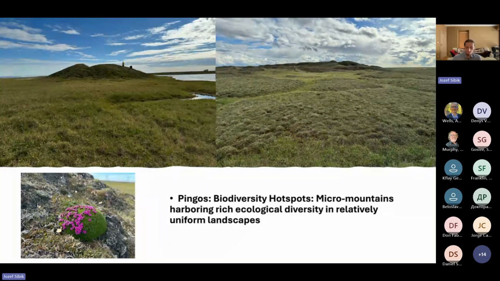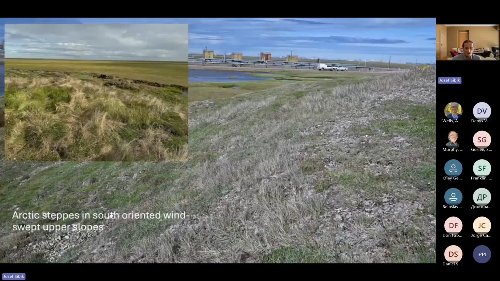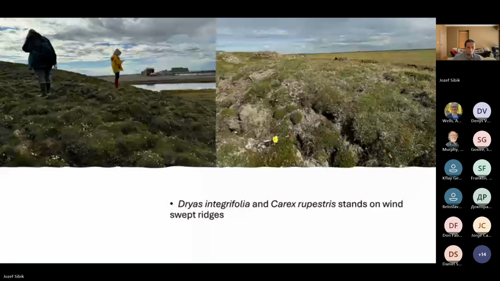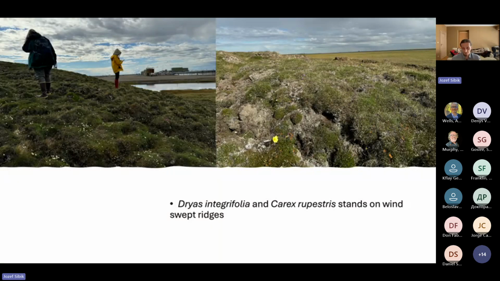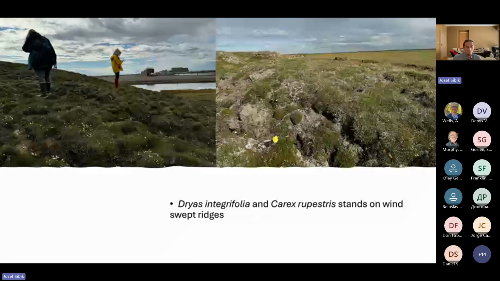So we can see that on a very small area you can find very diverse vegetation units. For example, in the upper part of the south-oriented slopes of a pingo, you can find Arctic steppes, very dry vegetation. Then, for example, on northern ridges or even with different orientation, but that are windswept ridges, you can find Dryas integrifolia and Carex rupestris, drier communities.